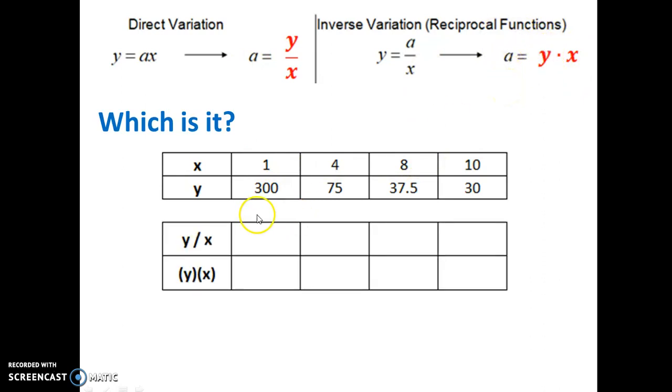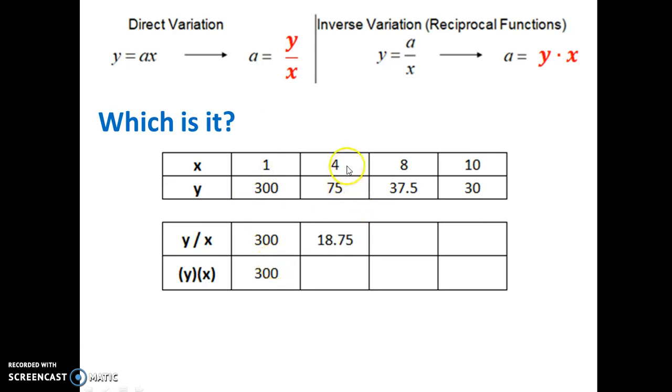So let's try here. What happens when you divide y by x each time? And what happens when you multiply y by x each time? So think about those values or calculate them, and then decide, is this inverse or direct? And what is the equation? Okay, well, in the first one, if you did y divided by x, you would have gotten 300. And then if you did y times x, also 300. That doesn't help us yet.